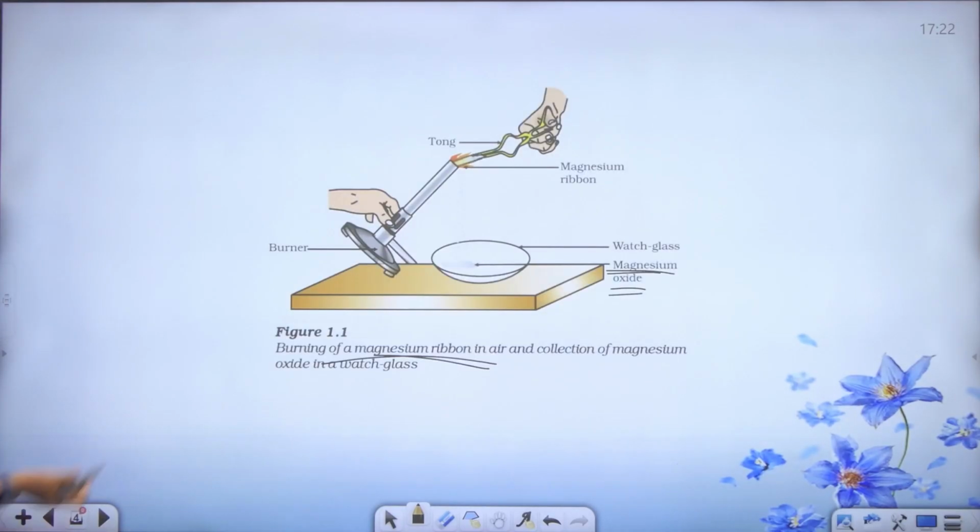Our first experiment is burning of magnesium ribbon. Magnesium ribbon burned to form a white tinted ash. The white tinted ash is magnesium oxide. Magnesium ribbon changed to magnesium oxide because magnesium reacts with the oxygen in the air to form magnesium oxide. Magnesium oxide is the product. A new product is formed, so the reaction is a chemical reaction.